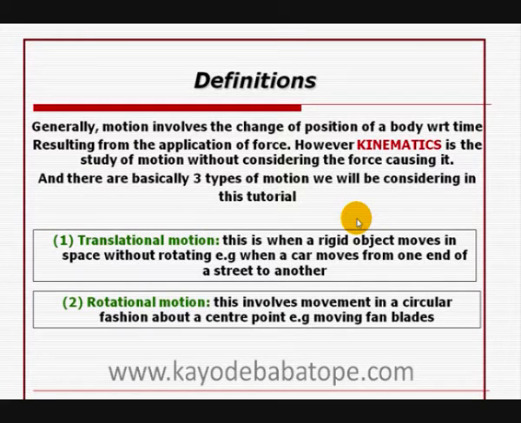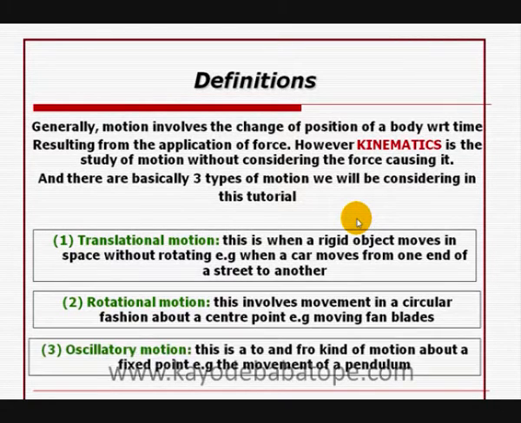2. Rotational motion. This involves movement in a circular fashion about a center point, e.g., the moving fan blades of a fan, or talk about the movements of the earth around the sun, or talk about the orbital journey of the moon around the earth. These are rotational motion, or the movement of the wheel of a car during motion. These are all rotational motion.